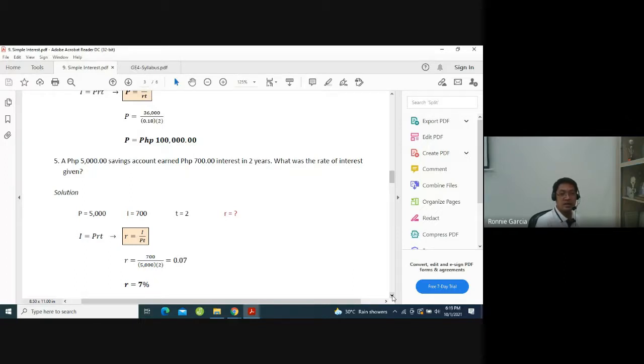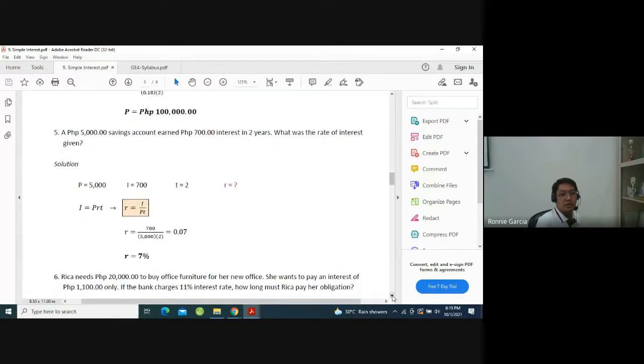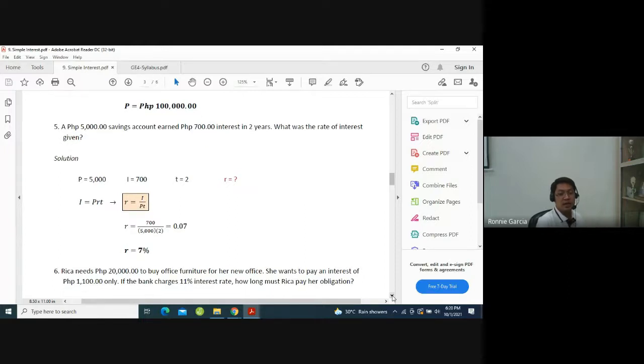Let's proceed to the next problem kay para daghan pa makakuha og points. Let's have number 6. Rika needs 20,000 pesos to buy office furniture for her new office. So kailangan niya mangutang sa bangko. But she wants to pay an interest of 1,100 pesos only. So gusto siya mangutang pero dapat ang interest is only 1,100 pesos. If the bank charges 11% interest rate, how long must Rika pay her obligation? The question is how long? So this is time. Time ang ipangayo ani.